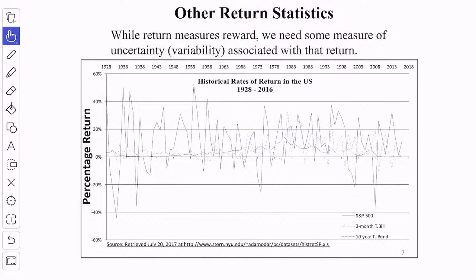All right, so return is a measure of reward, right? If it's positive, it's a positive reward. If it's negative, it's a loss. But it doesn't tell the whole story. Volatility measured by the standard deviation or the variance contributes to our understanding of what to expect and the risk inherent in that variable.